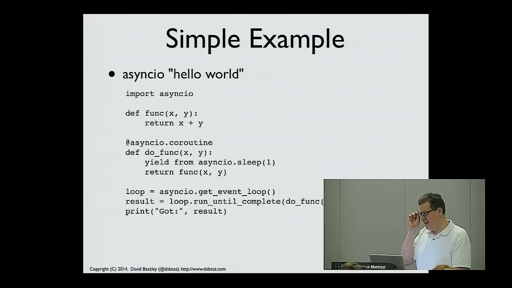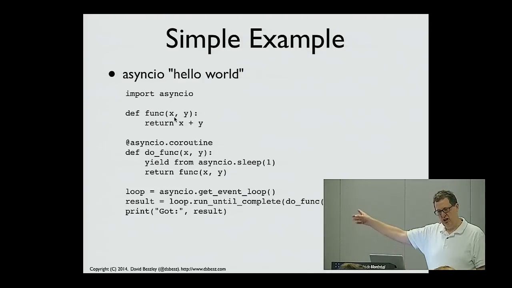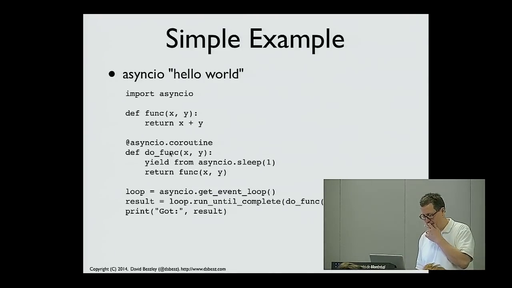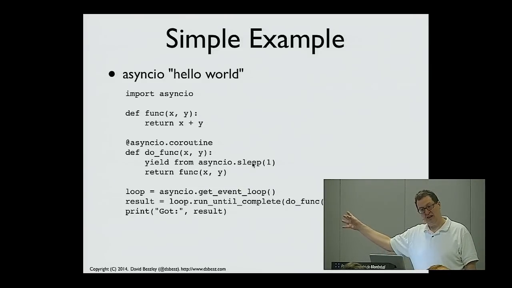Just to give you an idea, this is an example of an async I/O hello world program. Import async I/O. Here's a function, similar to the one I just did, add two numbers. And then you can define these async I/O coroutines, where you say, hey, this is a coroutine, I want to sleep for a while. Yield from async I/O sleep. That looks very similar to what we just did, using the yield from, and you can experiment with these things a little bit.